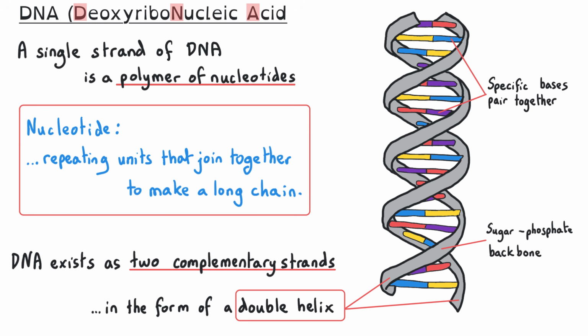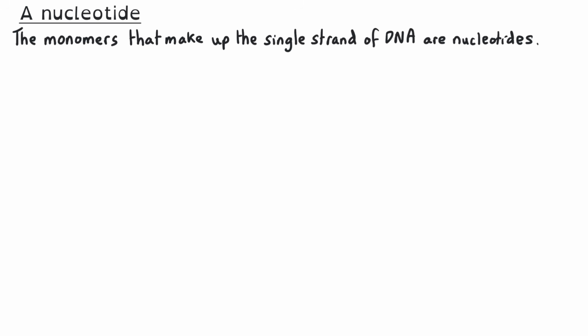This elegant design allows DNA to store genetic information securely and replicate accurately, which is essential for life. The monomers that make up the polymer chain that is the single strand of DNA are called nucleotides.